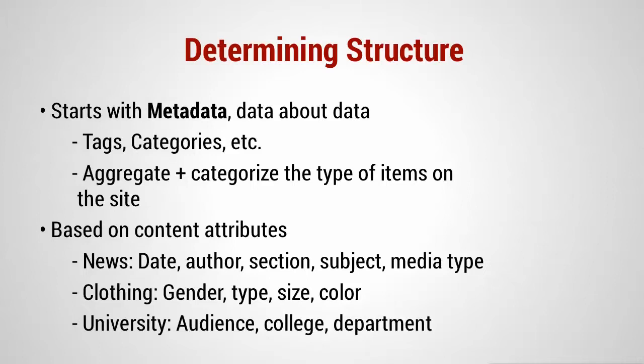On a website, metadata is a very similar concept, data about our content. So categories for content, tags for content, type descriptions for content. And metadata helps us aggregate and categorize the type of items on the site. Metadata is based on your content attributes, so different sites will have different kinds of metadata. For example, a news site, what's the important information here that every article is going to have? A date, author, section, subject, perhaps a media type, whether it's a photo gallery or a video. What about a site that sells clothing? What kind of attributes do those clothes shown on the site have? Well, they're for a specific gender usually.